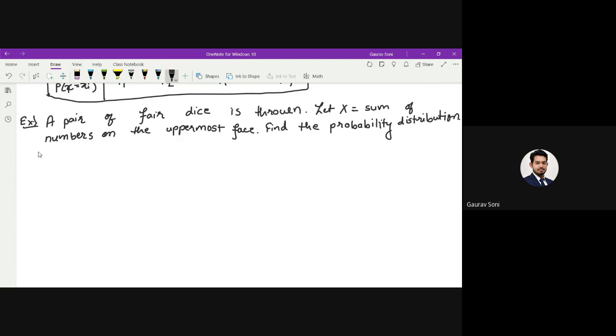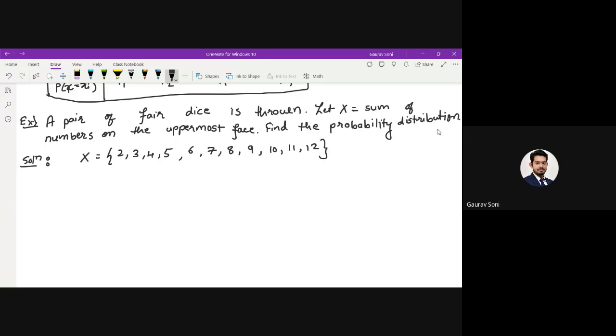What is your experiment? Your experiment is that you are throwing a pair of dice, and your random variable, which is from the sample space to the real numbers, is equal to the sum of the numbers on the uppermost faces. What are the different values of x that you will get? What will be the range set for x? It will start from 2, 3, 4, and it will go up to a maximum of 12. 9, 10, 11, and 12.